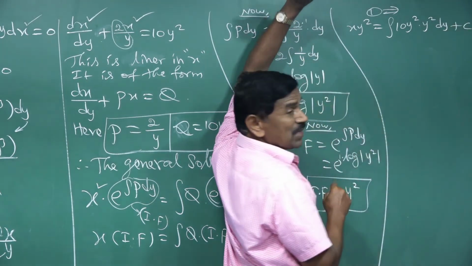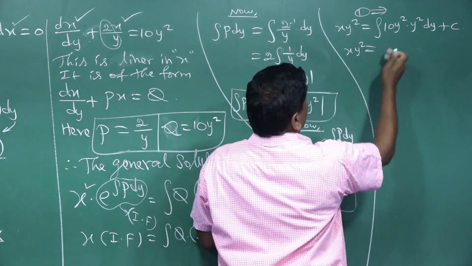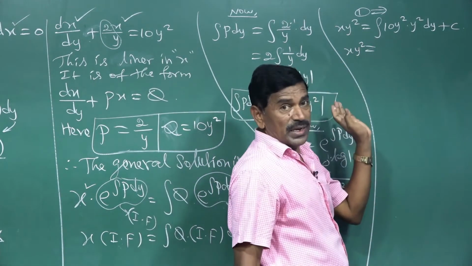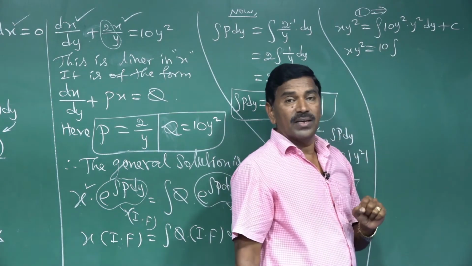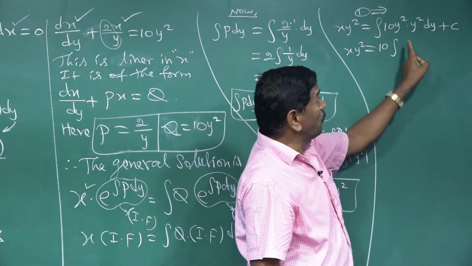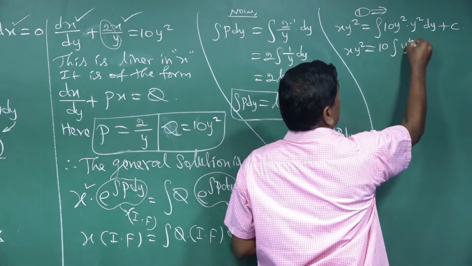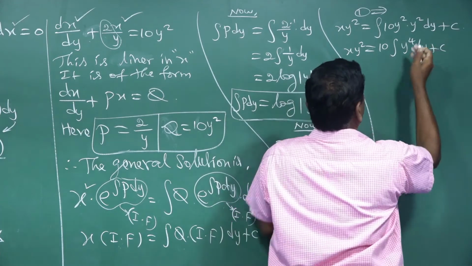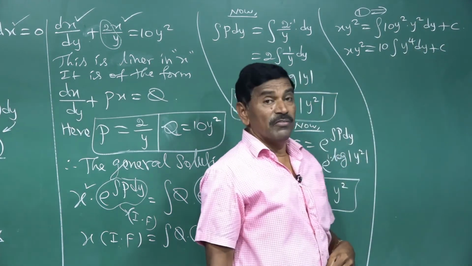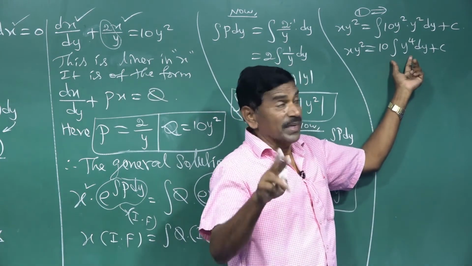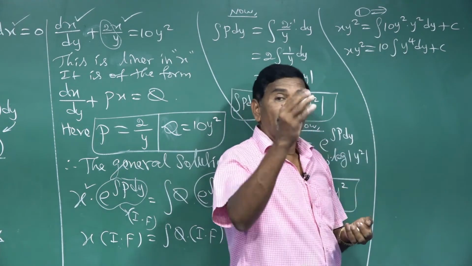Next step, do it yourself. That is xy square is equal to, here 10 is a multiple constant, it comes outside the integral. That means 10 into integral y power 4, because y square into y square is y power 4, just a multiplication. That is y power 4 into dy plus c. Now verify the integration, please. Integral y power 4 into dy is equal to y power 5 by 5.